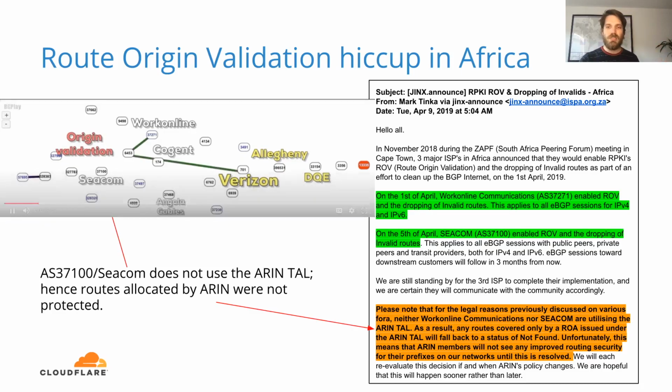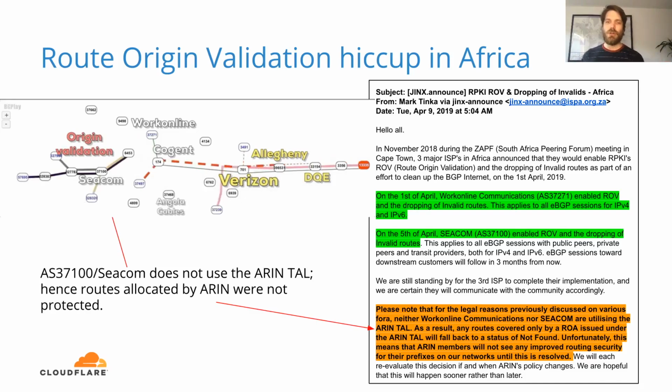We've touched on all these big issues. Now let's have a quick detour into Africa. Seacom is one of the ISPs in Africa that does deploy RPKI route origin validation. Unfortunately, due to the legal concerns they have regarding the ARIN Trust Anchor Locator, the ARIN TAL, they do not use it, which means that the Cloudflare ROAs that we've signed, unfortunately, are located in ARIN, which meant that the more specifics were not being rejected. They were not actually seeing the issue. The only thing they saw was unverified /21s.